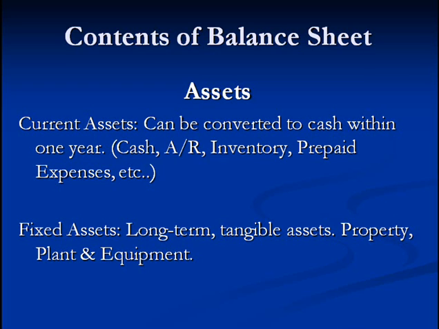The assets section of the balance sheet can be broken down into two types of assets. Current assets are assets that can be converted to cash within 1 year. Some examples are listed on the slide. The next type of assets are fixed assets, and these are things the company owns that are more permanent or long-term in nature.